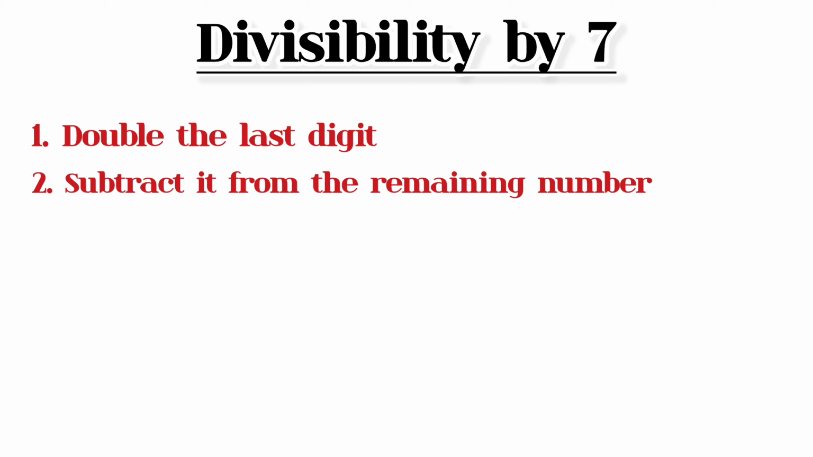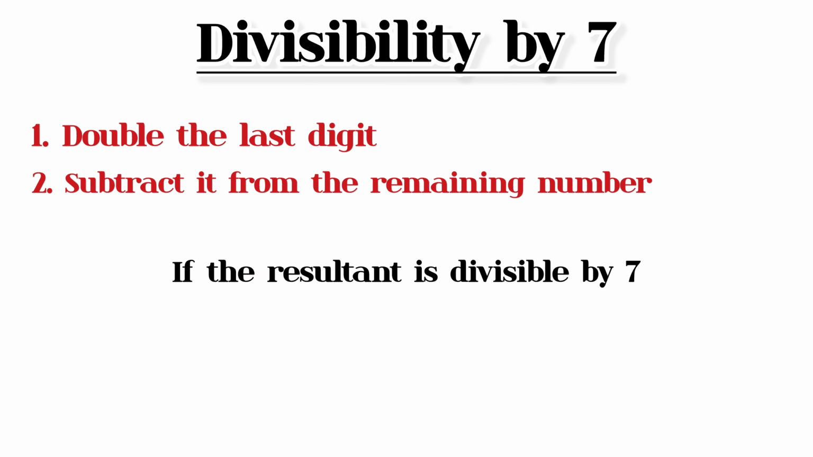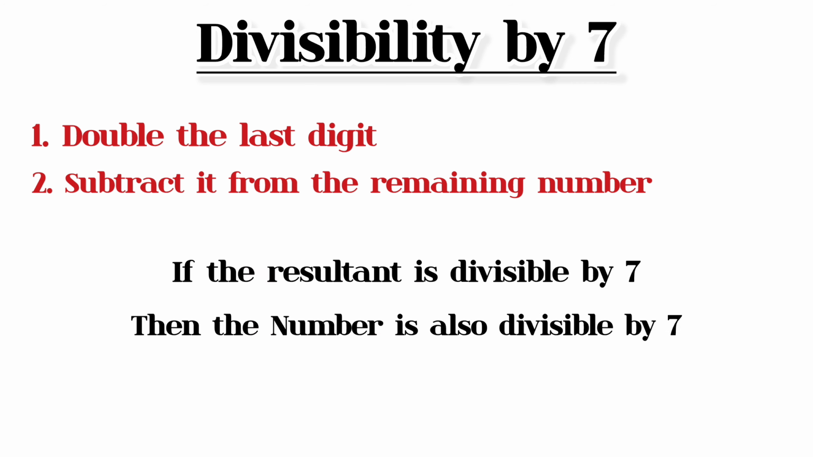Divisibility by 7, you need to follow only two steps. 1. Double the last digit. 2. Subtract it from the remaining number. If the resultant is divisible by 7, then the number taken is also divisible by 7. Let's understand this with an example.